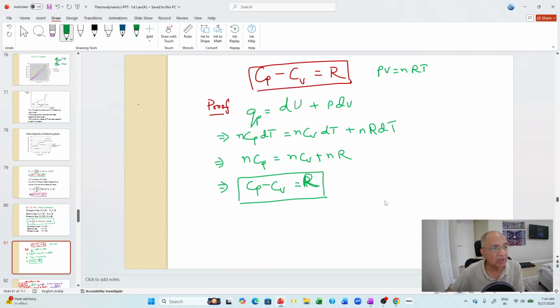And Cp minus Cv is equal to R. The derivations I have already given.